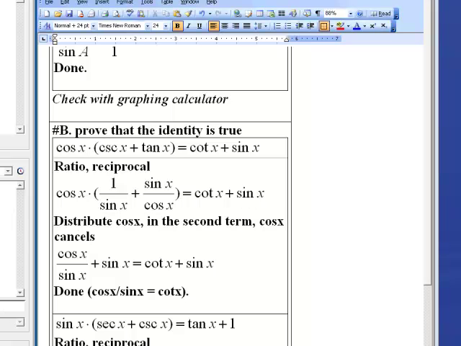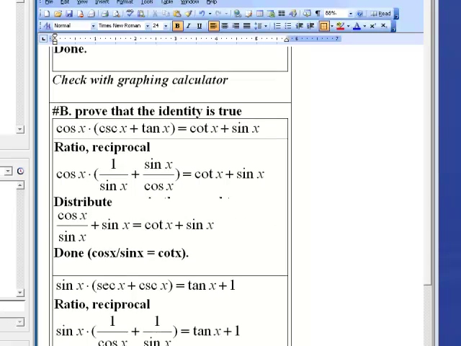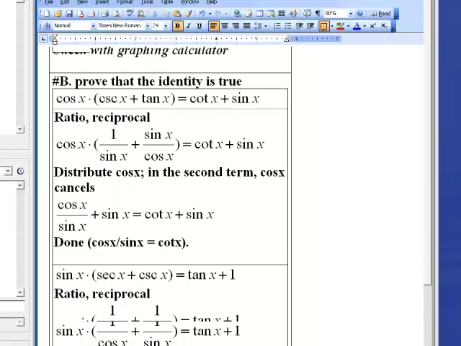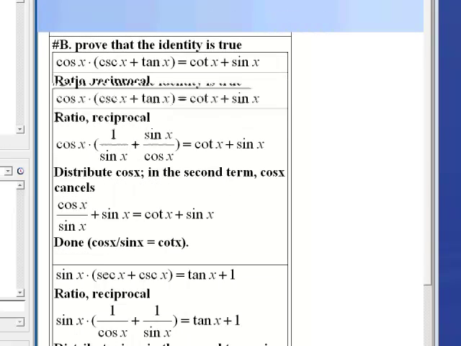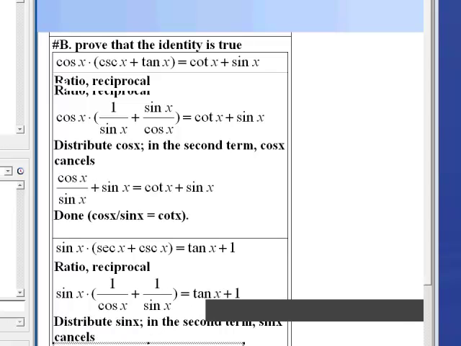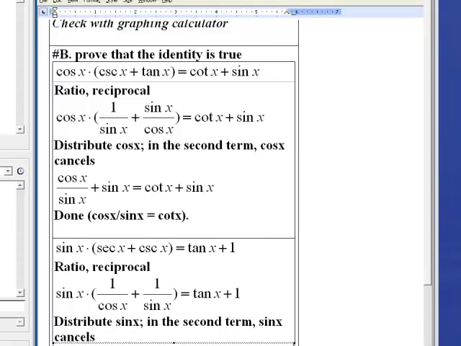And then you will see that in the second term, the sine is canceling. So distribute sine x in the second term. Sine x cancels. I'm going to do a semicolon here. Again, if there's a little bit off the page at the bottom here, just use the scroll bar and get it up a little higher. So there's a sine x here that is being distributed right there and right there.